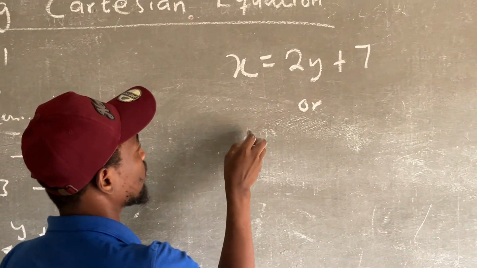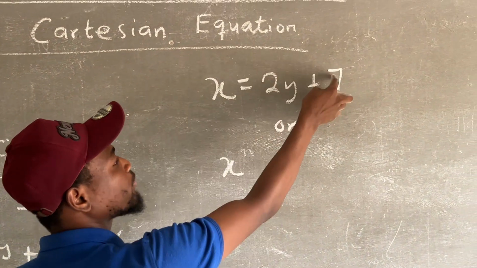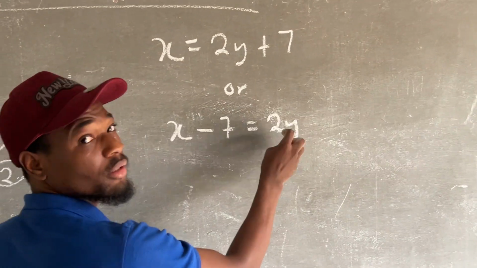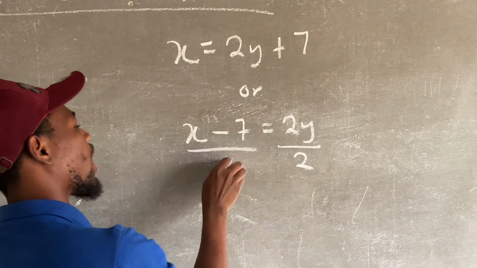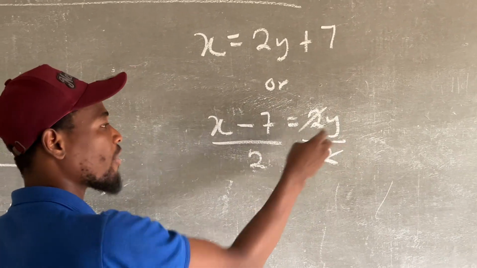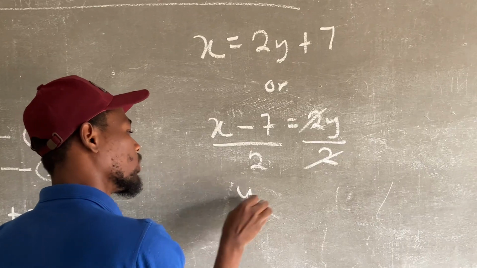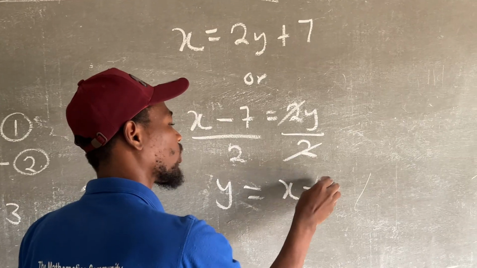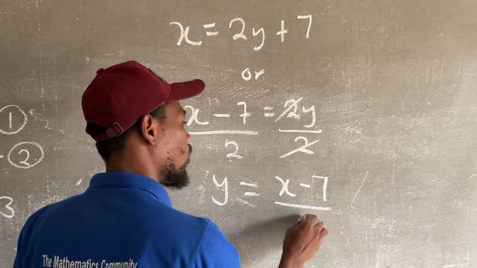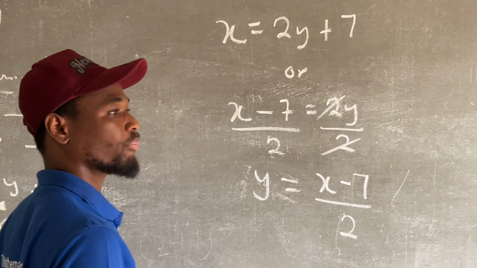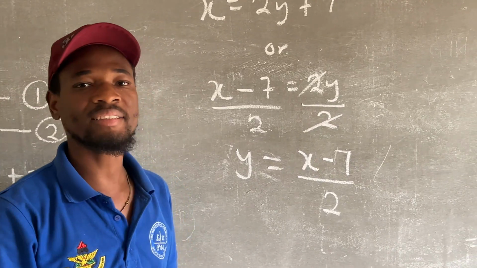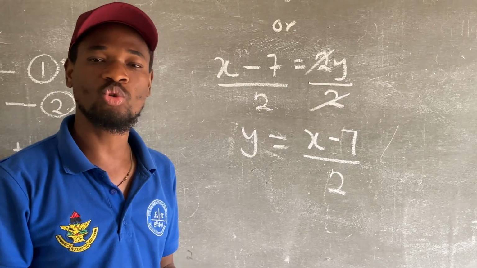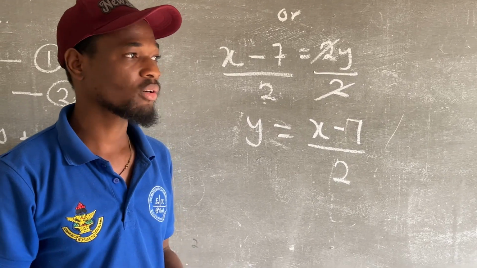You have x, then you transpose this. You have x minus 7 is equal to 2y. Divide here by 2, here by 2. This cancels this. So therefore we have y equal to the expression (x minus 7) over 2. As simple as that. So viewers, this is how you can convert a parametric equation into Cartesian form.